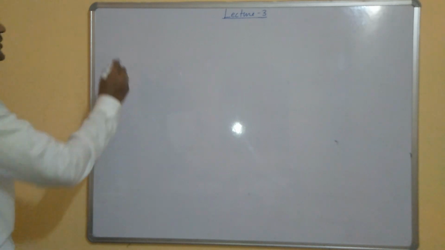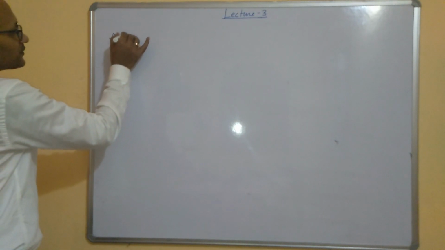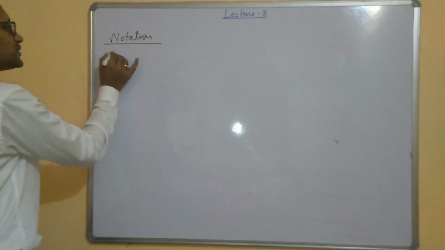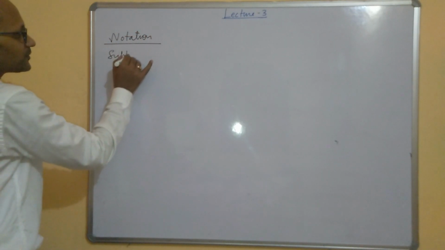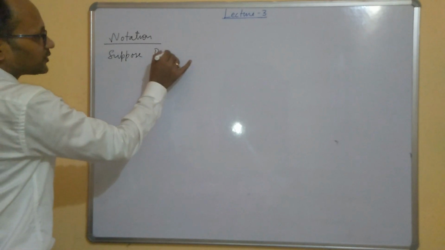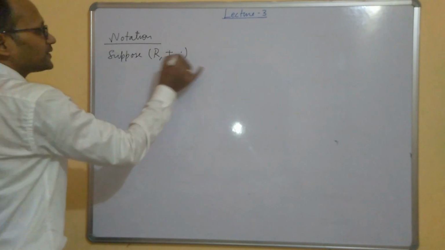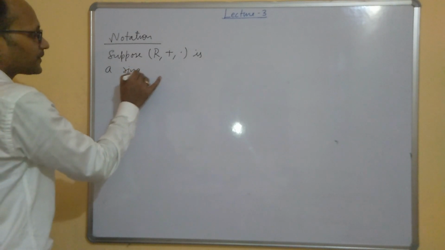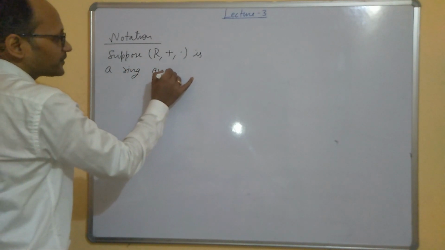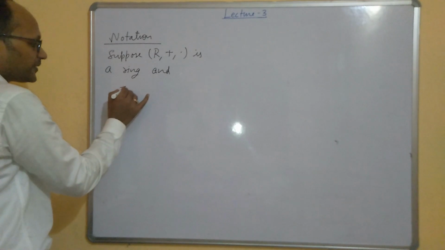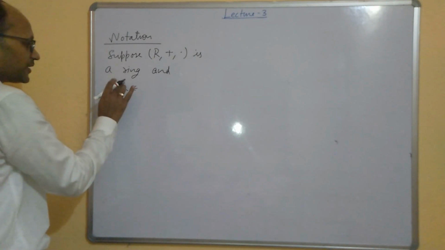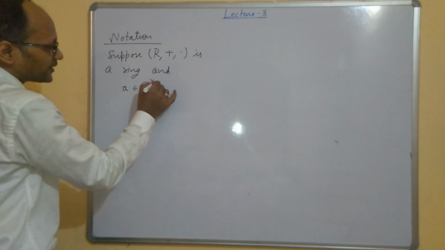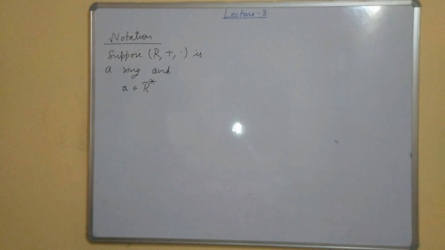Now let me introduce some notation. Suppose R, plus, dot is a ring and take an element a in R. Suppose I take a non-zero element, so a in R star.